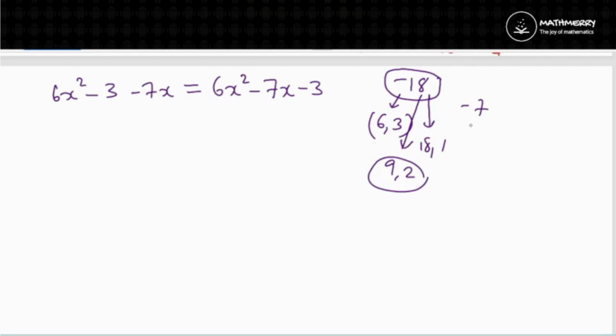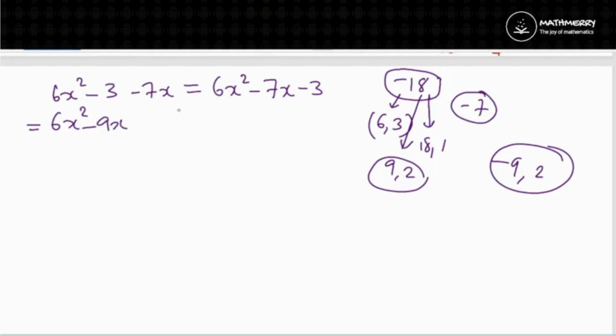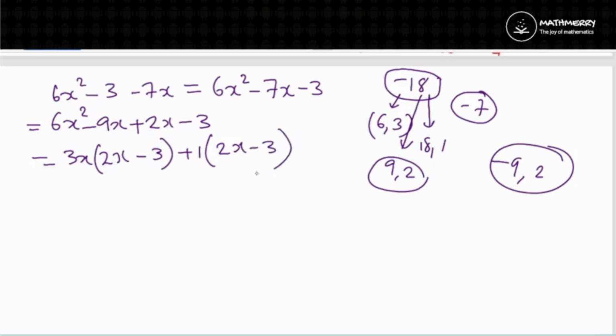Now we need a sum of minus 7. So we can take this 9 and 2. Minus 9 plus 2, we will get minus 7. So I'm using that. We can write this as 6x square minus 9x plus 2x minus 3. So 3x is common. Now 2x minus 3 plus 1 into 2x minus 3. So this will become 3x plus 1 into 2x minus 3.